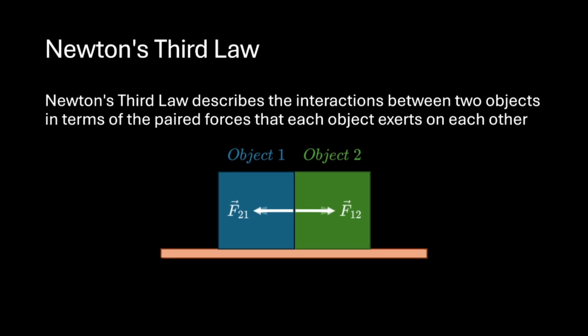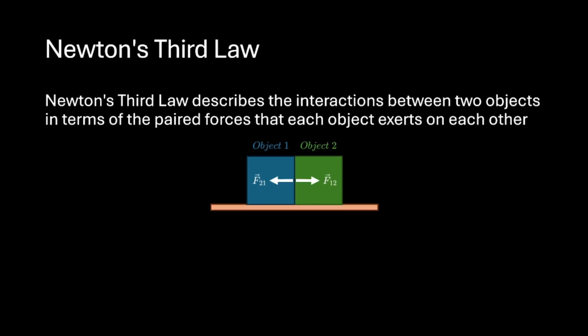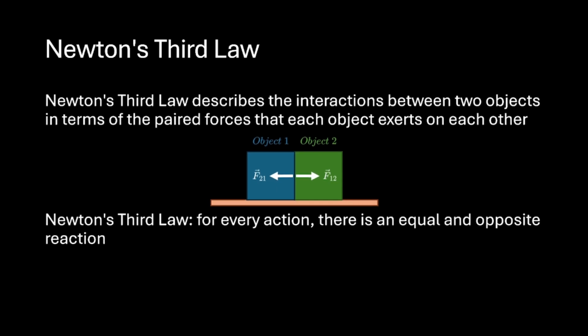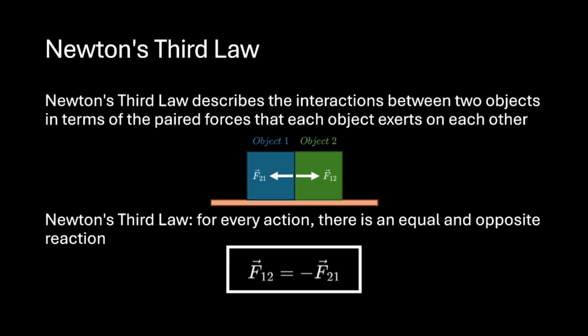So this behavior, we can describe with an identity, an equation, for this law of motion. For every action, there is an equal and opposite reaction. The force of object 1 on object 2 is equal to the negative of the force of object 2 on object 1. The reason there's a negative is because they are in opposite directions.